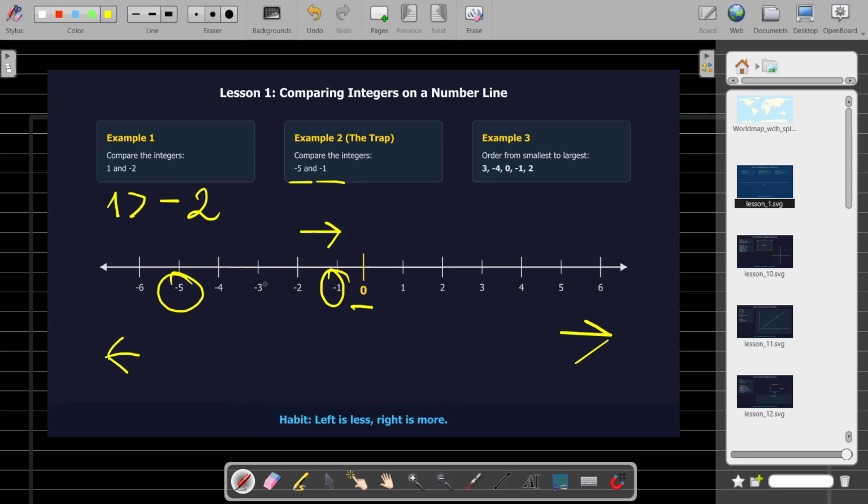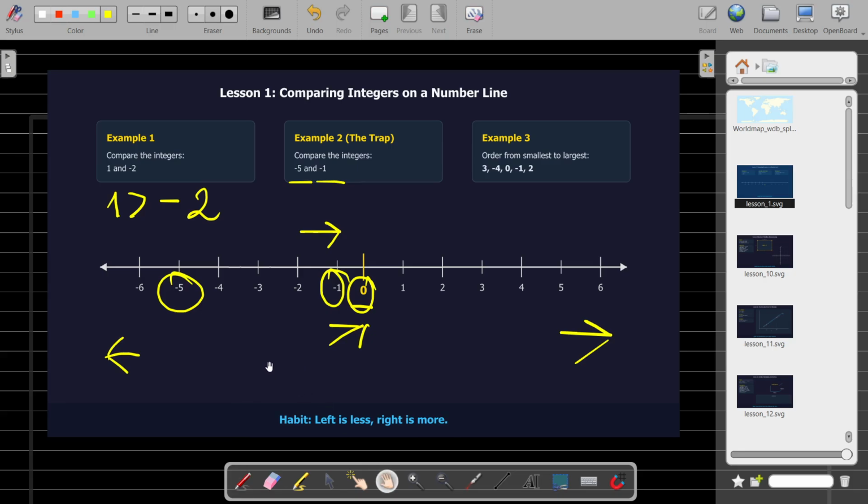Also, you can look at the position. Negative 5 is way over here to the left. Negative 1 is much closer to 0 right here. So again, use the habit. Left is less, right is more.